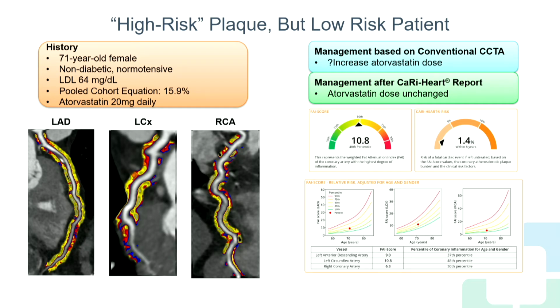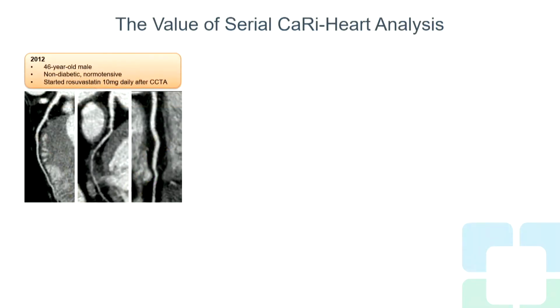Having said that, if this person's cholesterol was 130, nobody is going to leave them unchanged. But at 64, based on the additional analysis of inflammation, one can make an argument that we are not doing too bad. So, serial Cari Heart analysis.